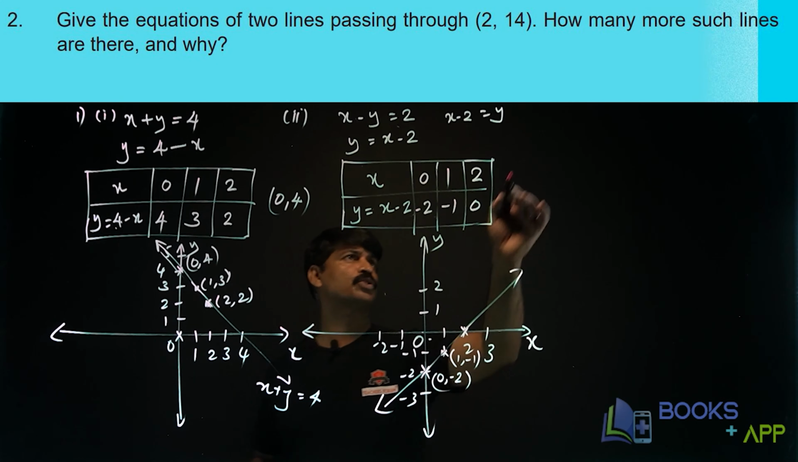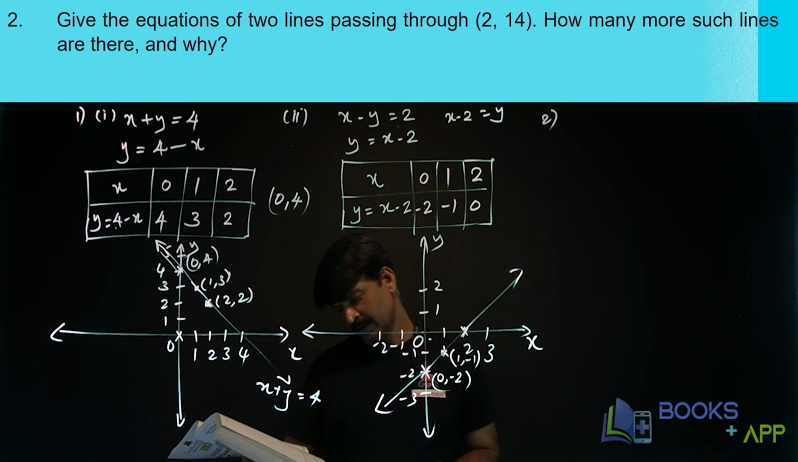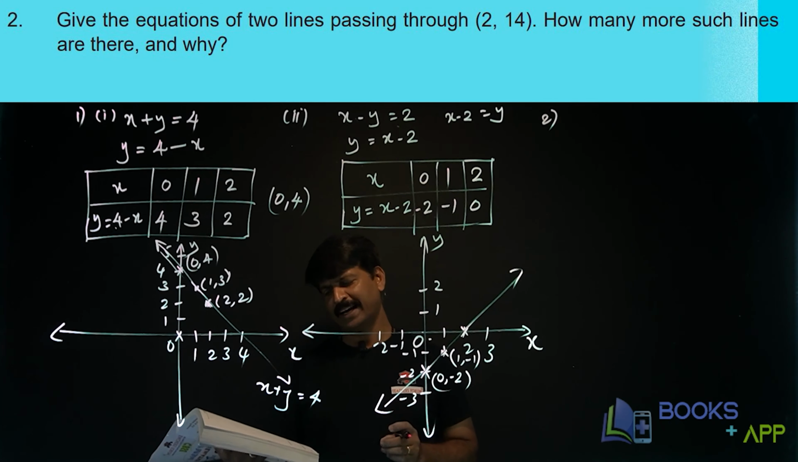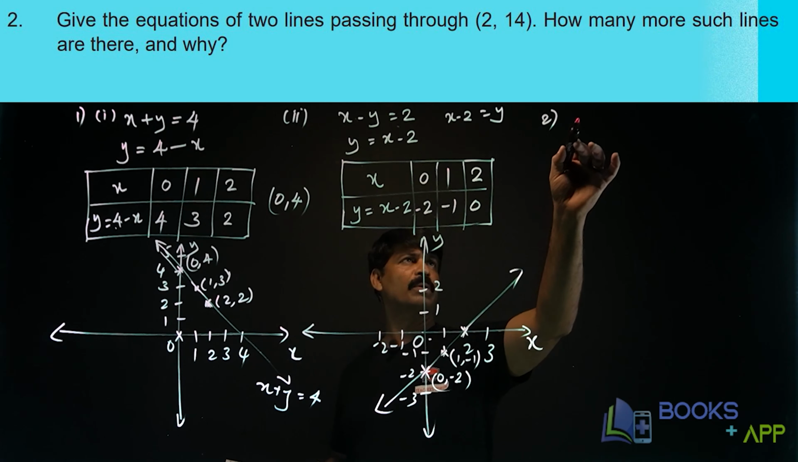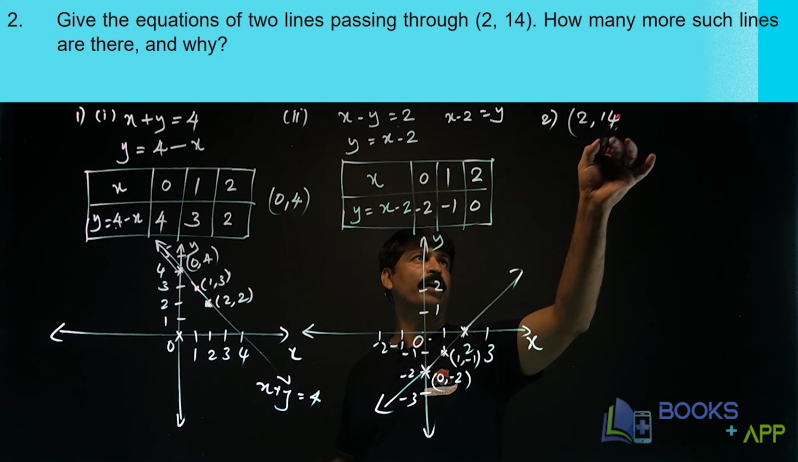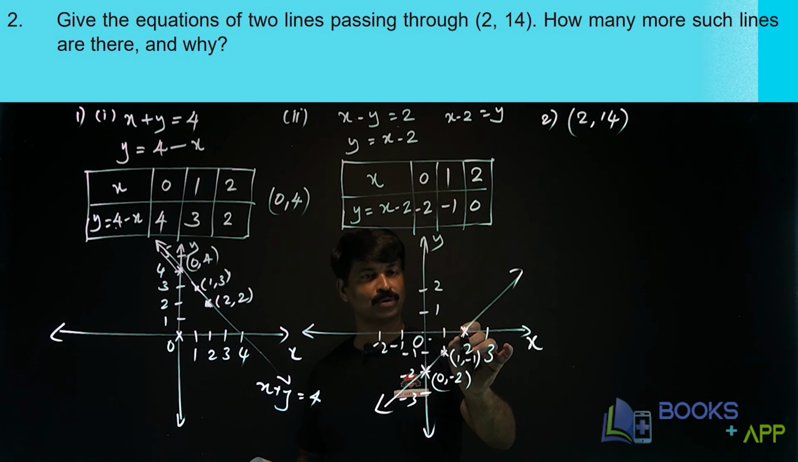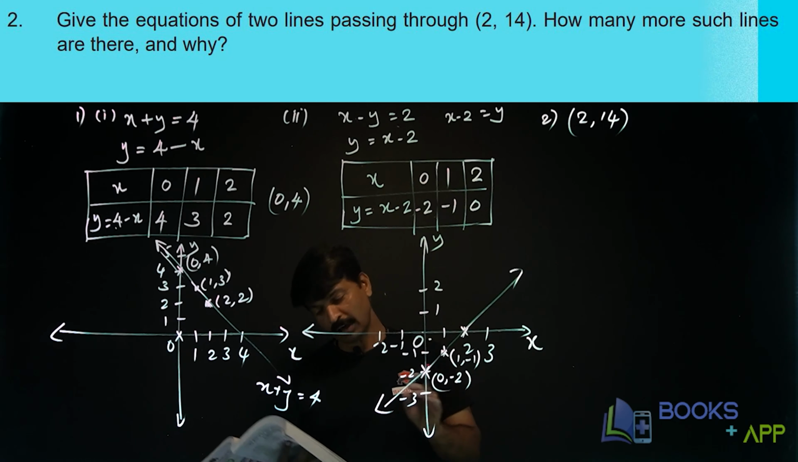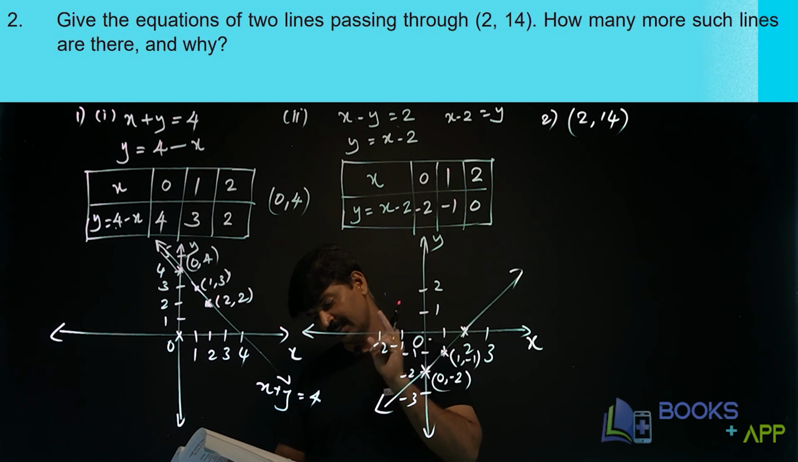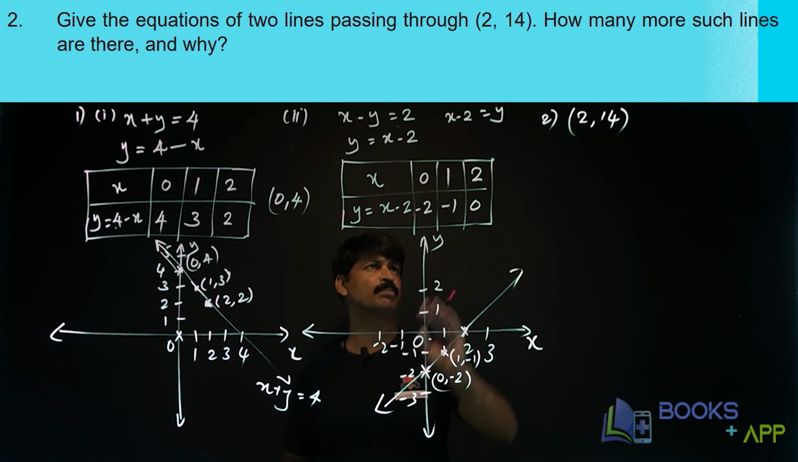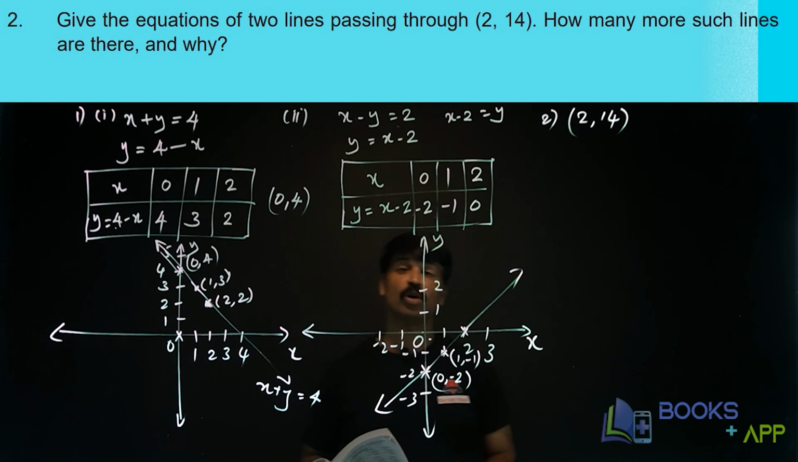Now let us read question number 2. Give the equations of two lines passing through 2, 14. You are given a point. The point is 2, 14. That means this is the point 2, and 14 will be somewhere else here. If you draw the graph, you have to draw how many solutions? Give the equations of two lines passing through 2, 14.